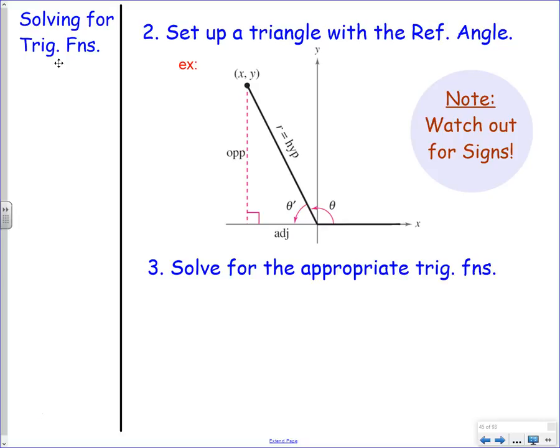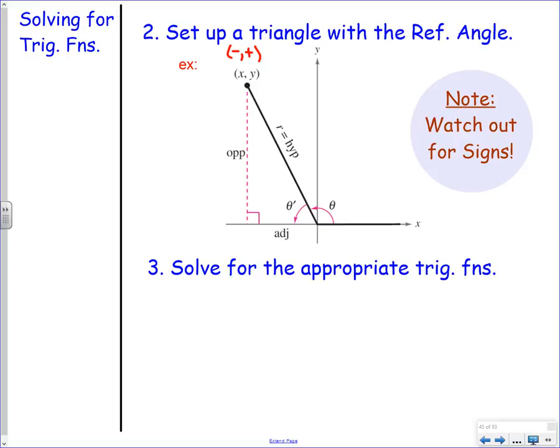So for instance, if we had somebody in the second quadrant, even though we might be thinking about a little baby reference angle, what signs should our trig functions have in the second quadrant? The x is negative, the y is positive. What does that mean? How does that translate to the signs of the actual trig ratios?